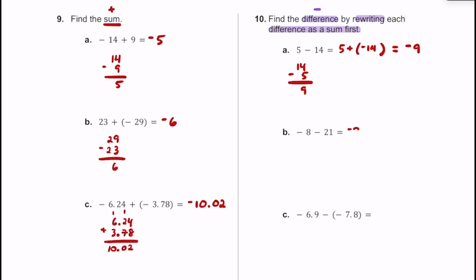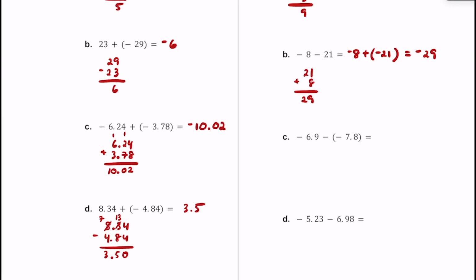For B as a sum, this is going to be negative 8 plus negative 21. All right, these have the same sign, so we're just going to add their absolute values. 21 plus 8. That's going to be 29. So again, when they're the same sign, you just add their absolute values. So we have negative 29.